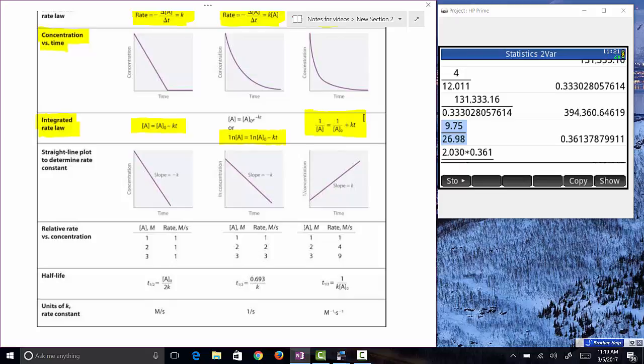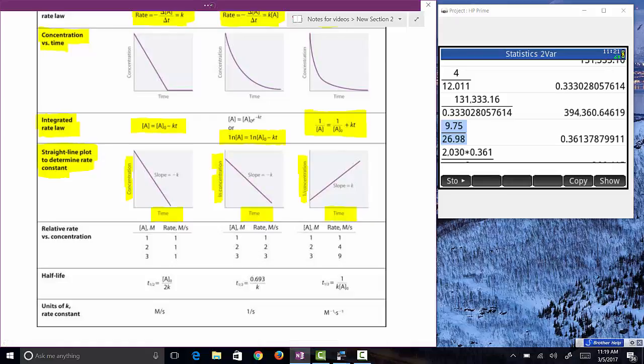So one of the key things to focus in on here is that if it's zero order, then just plotting straight concentration versus time is going to give us our straight line. For first order, we're going to plot the natural log of the concentration versus time, and that gives us our linear plot. And then for second order, we're going to plot the reciprocal, or 1 over the concentration versus time, and that's going to give us our linear plot.